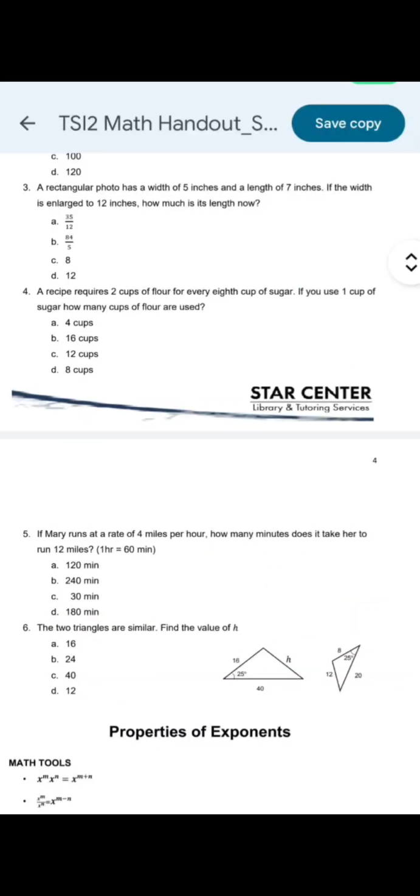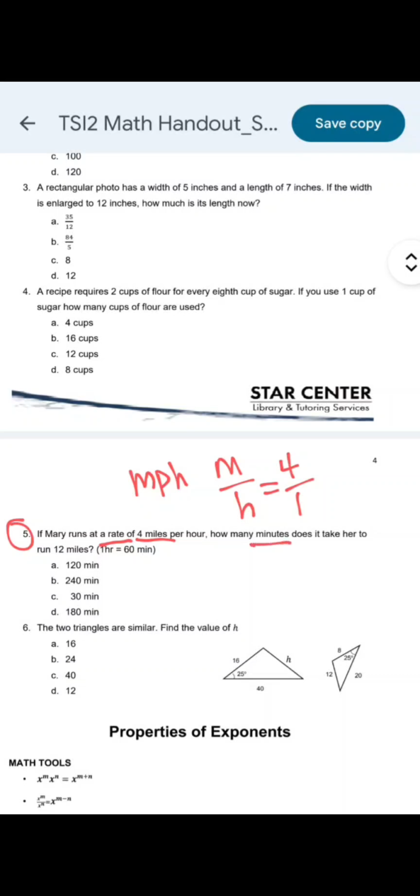Okay. All right, question number 5. We're going to finish these 2 out and then we'll be done. If Mary runs at a rate, they gave us that rate again, of 4 miles per hour. They gave us the rate, miles per hour, 4 miles for every 1 hour. This is actually a unit rate, to be specific. So we're doing miles over hours, 4 miles for 1 hour.